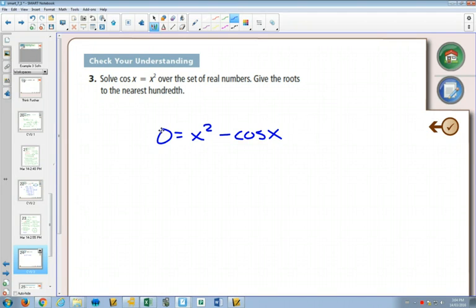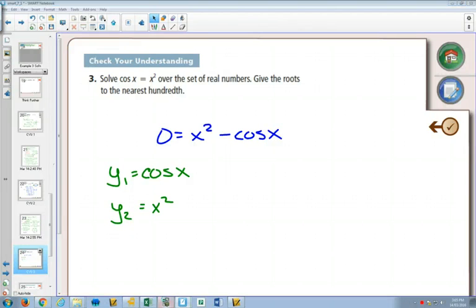Well, what we're going to do is we're going to solve this with our graphing calculator. We're going to take one side of the equation, which is cos x, and we're going to type that into our y1, and we're going to take the other side of the equation, which is x squared, and type that into y2. What's that going to look like? Well, we're going to find out.